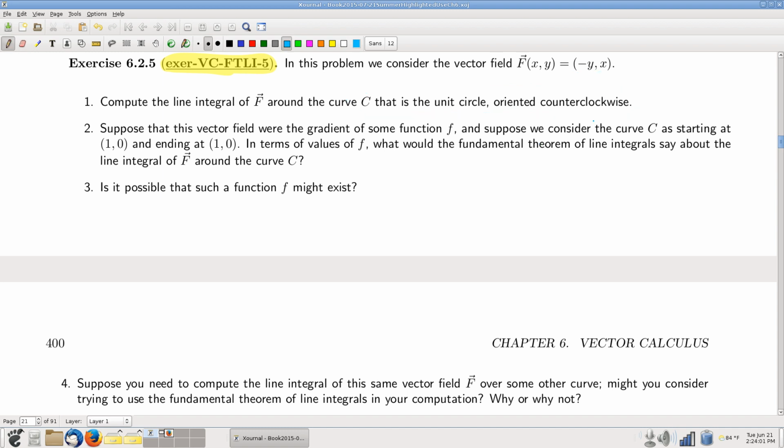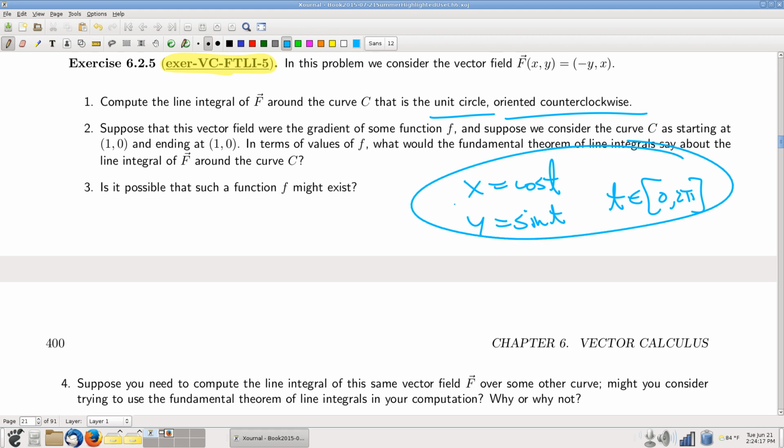All right, so you have to parametrize this thing, the unit circle counterclockwise. X is cosine t, y is sine t. T goes from 0 to 2 pi, and brute force, plug and chug. Is that cool? Okay, so that's part 1.